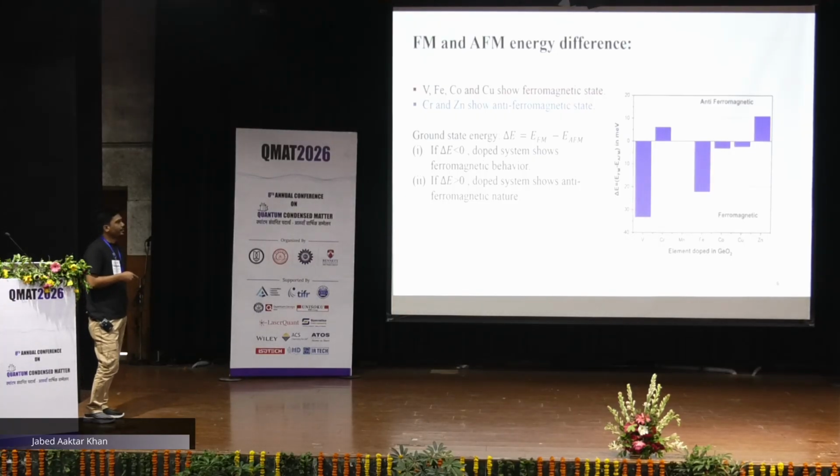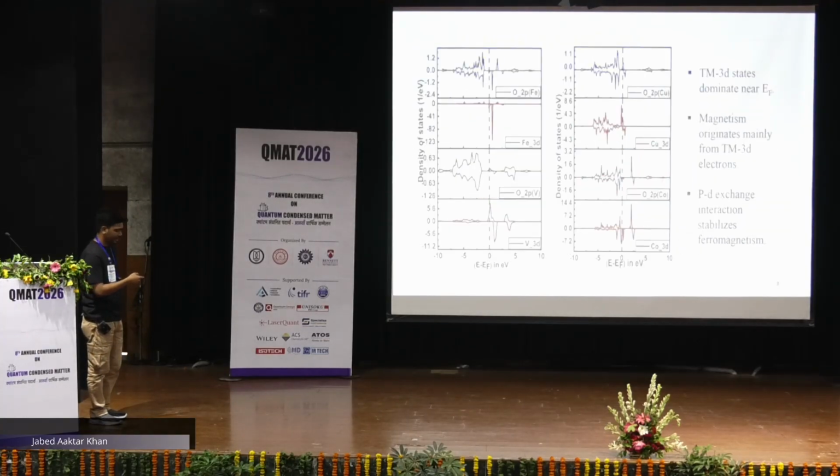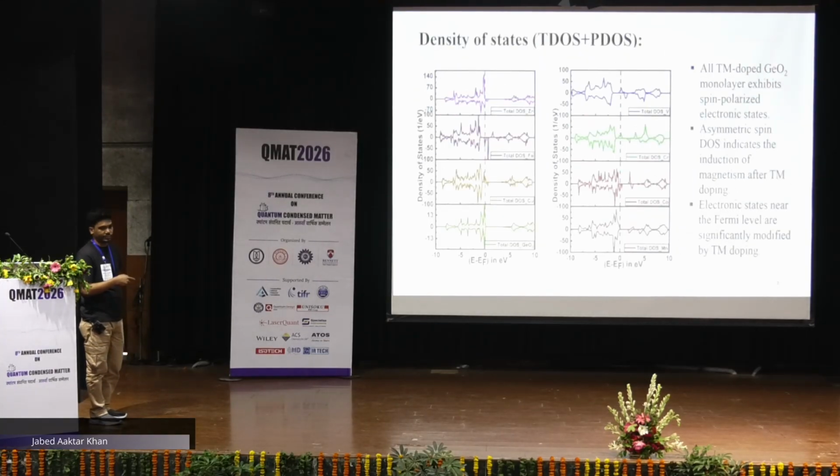To understand the origin of magnetic behavior, we have plotted the density of states. In this slide, we show the total density of states. The energy is on the horizontal axis and density of states vertically. This is the plot of the pristine system, with both spin up and down channels. The pristine DOS shows symmetry, which indicates it is non-magnetic. But in the doped systems, the DOS are asymmetric in both spin channels, which indicates induced magnetism.